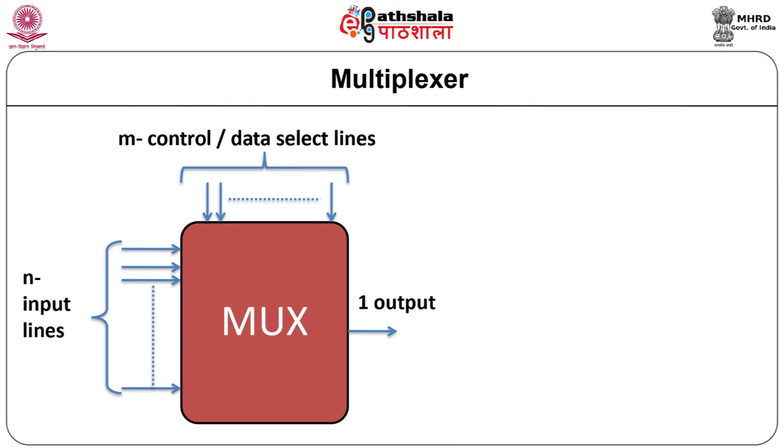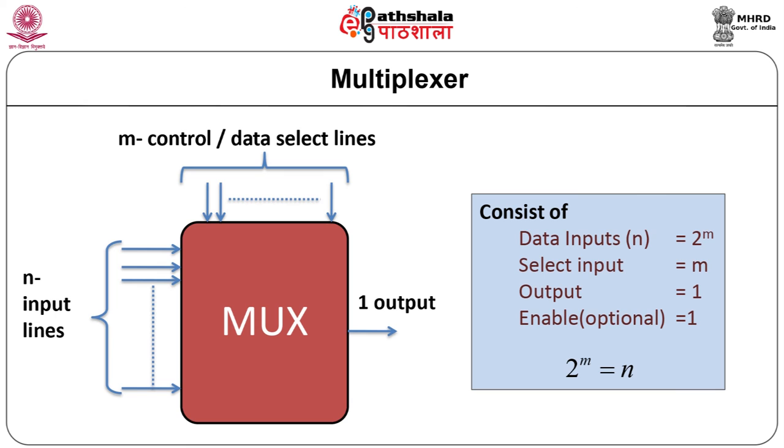Let us now understand the relationship between inputs and outputs of a multiplexer. The basic multiplexer has n input lines and single output line. It also has m select lines. The relation between number of select lines and number of data inputs is 2 raised to m is equal to n. This is an important relation in multiplexer.